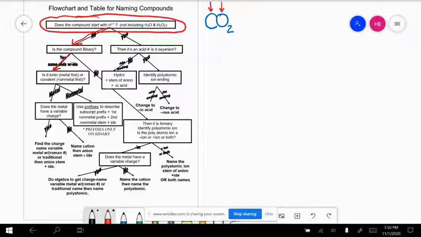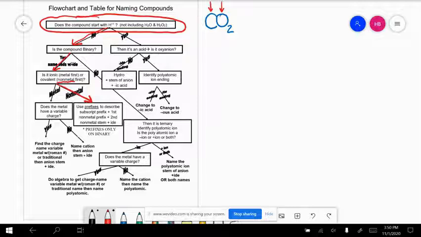Now it says, is it ionic or covalent? Ionics have a metal first. Covalents have a nonmetal first. So you go to your periodic table of the elements, you see that carbon is a nonmetal. Now it says, use prefixes to describe subscript, prefix plus first nonmetal, prefix plus second nonmetal stem, plus IDE. Well, that's a little confusing, but let's walk through how we decipher that.